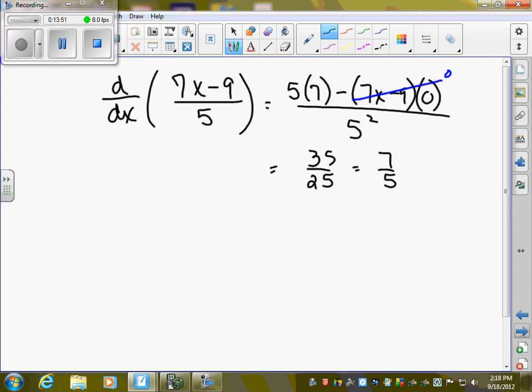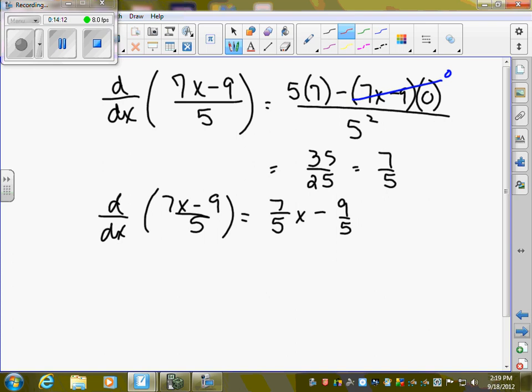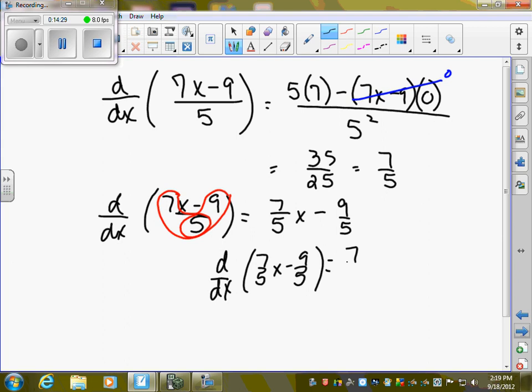Now if I go back and look at this, I can actually start by rewriting this, because this is linear on the top and you're dividing by a constant. I really could think of this as 7/5 x minus 9/5. This would just make it into two fractions, 7/5 and 9/5. Okay? But then if I write it that way, the derivative of 7/5 x minus 9/5 would just be 7/5. Much easier that way. Okay.